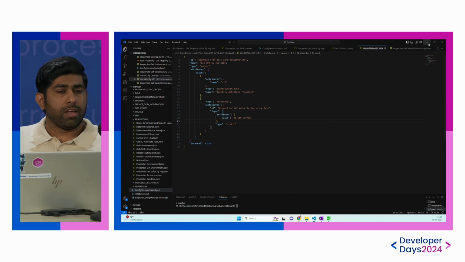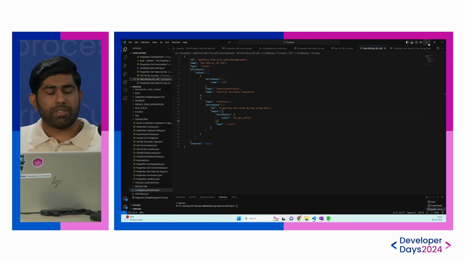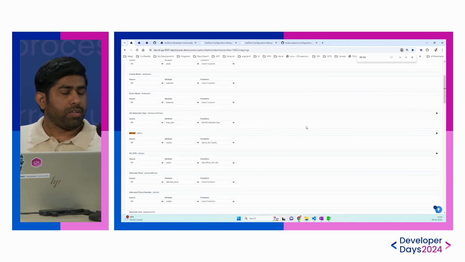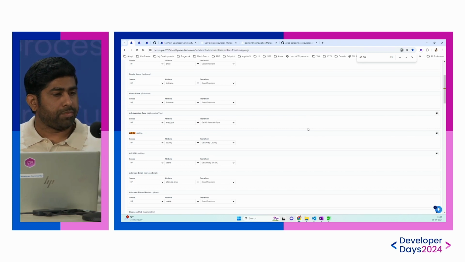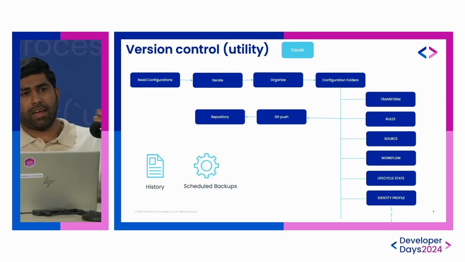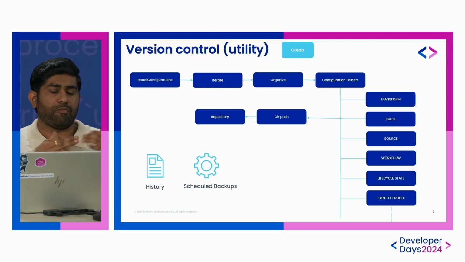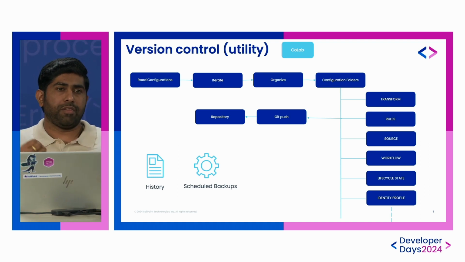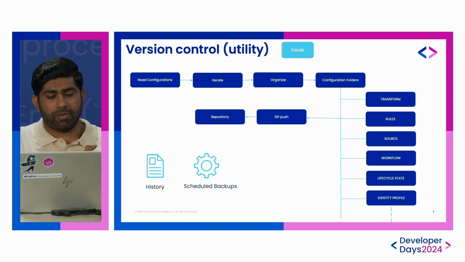Let's move on to the last part of my session. It is about the SailPoint configuration manager. The SailPoint configuration manager is a community built PowerShell module. I have developed this PowerShell module to download the configuration from the SailPoint tenant and organize it in a folder structure. If needed, we can push these configuration changes into the Git repository.